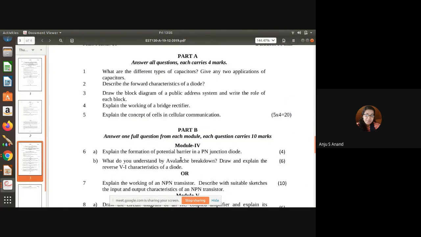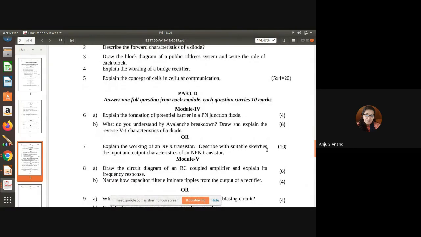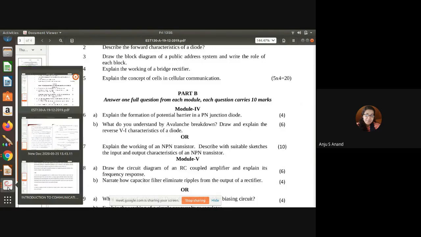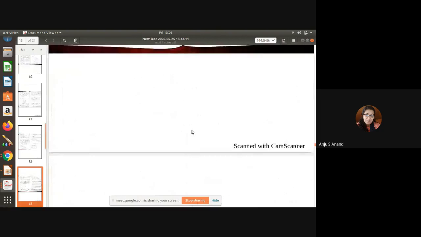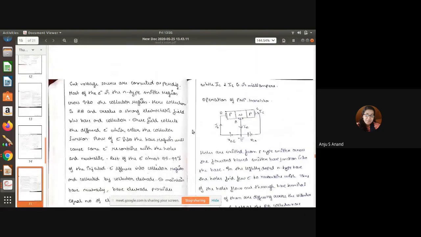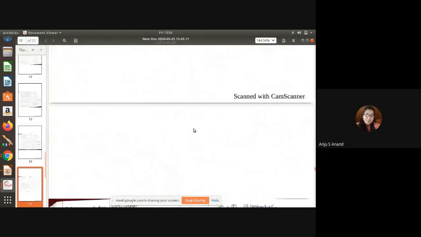Next question is: explain the working of an NPN transistor. Describe with suitable sketches the input and output characteristics of an NPN transistor. These are all for module 4. Okay. Next, NPN transistor working and its input and output characteristics. So back to the notes.